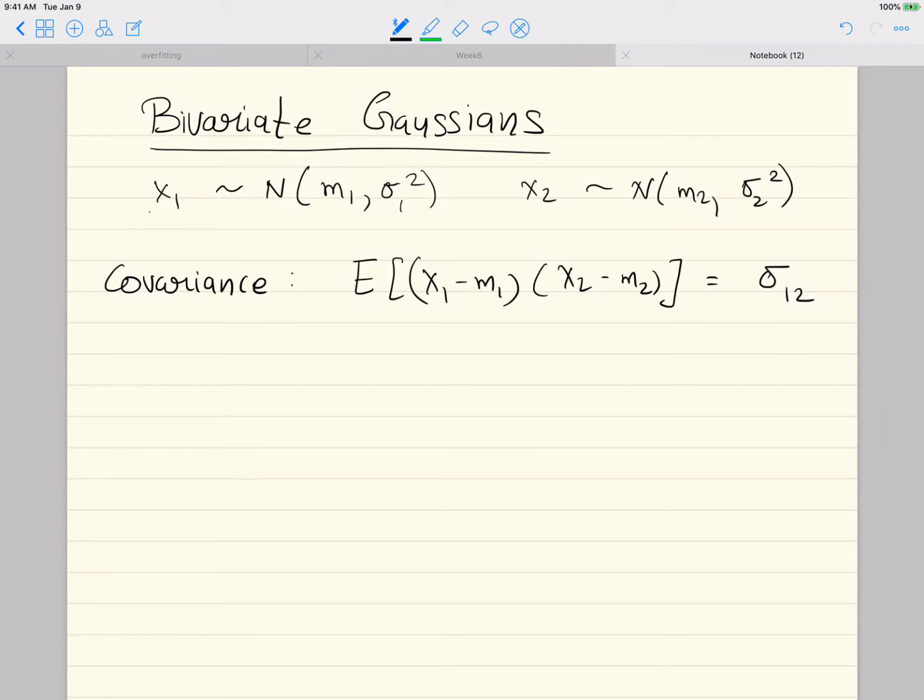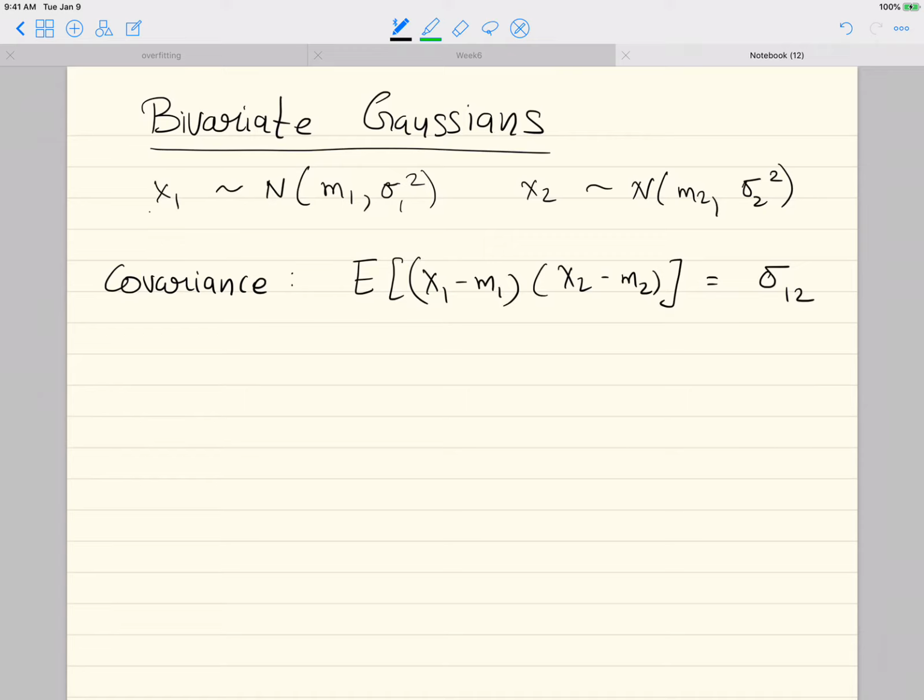So x1 is a Gaussian with mean m1 and variance sigma 1 square. x2 is a Gaussian with mean m2 and variance sigma 2 square. And I want to see how correlated x1 and x2 are. So I compute a covariance between x1 and x2, which is the expected value of (x1 minus m1) times (x2 minus m2). I can compute this, and let's say that is sigma 1,2.